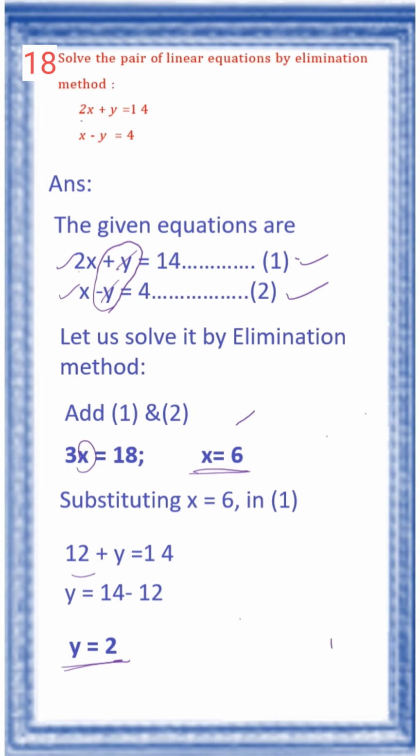If you want to check, you can check. 6 into 2, 12, minus 2 plus 2, that is 14. So equation number 1 is correct. 6 minus 2, that is 4. This is also correct.